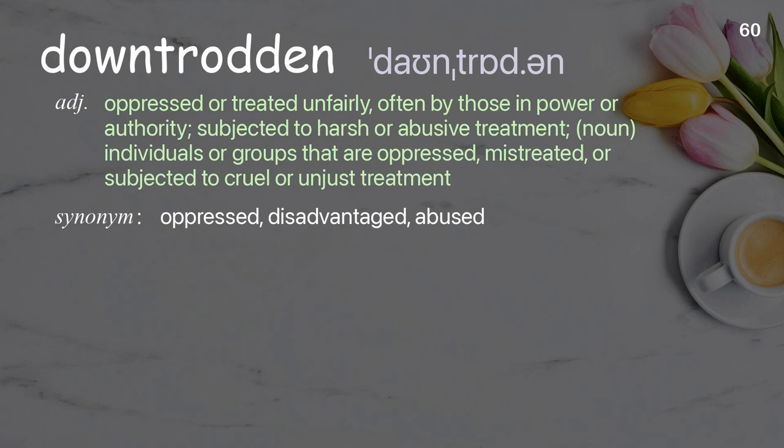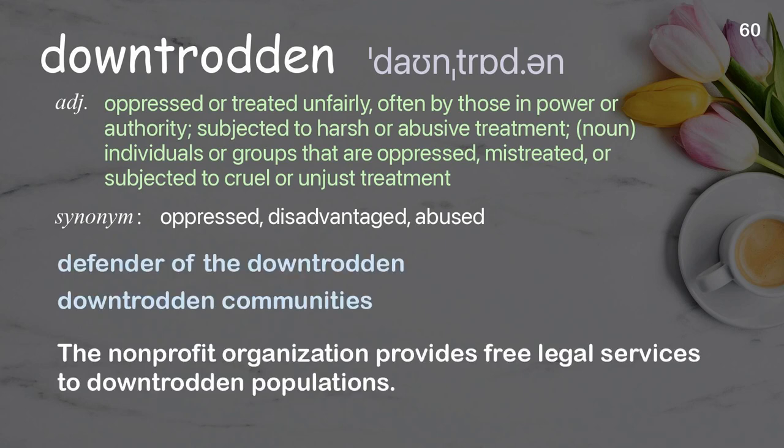Downtrodden: oppressed or treated unfairly, often by those in power or authority, subjected to harsh or abusive treatment. Noun: individuals or groups that are oppressed, mistreated, or subjected to cruel or unjust treatment. Examples: defender of the downtrodden, downtrodden communities. The nonprofit organization provides free legal services to downtrodden populations.